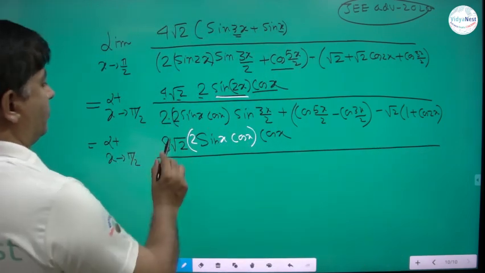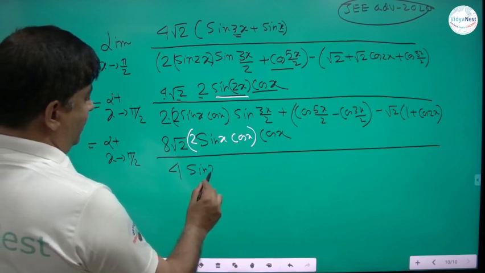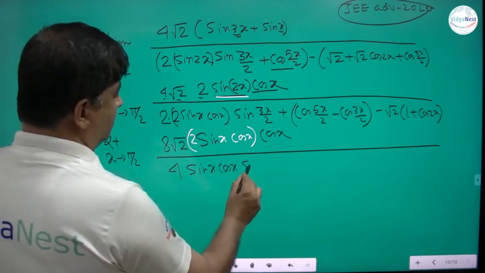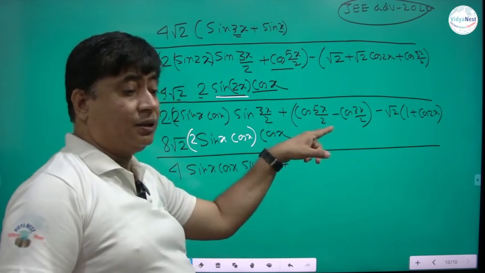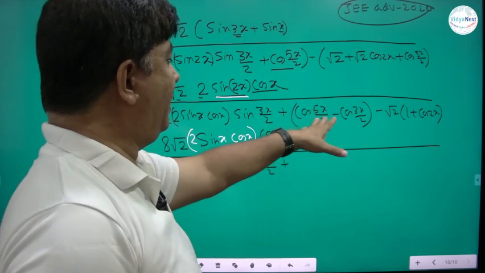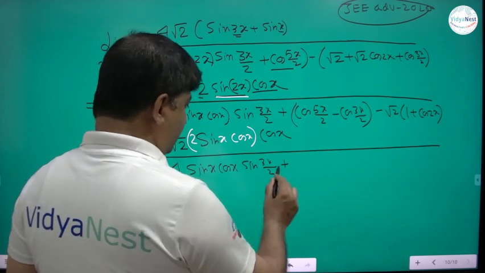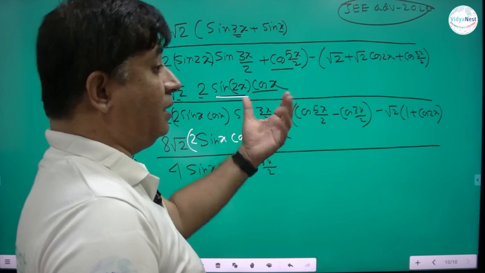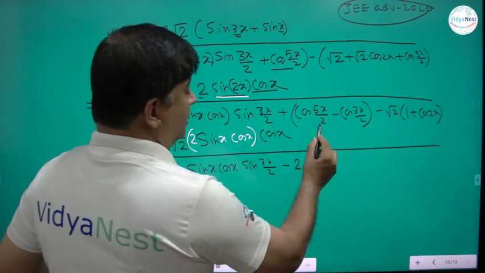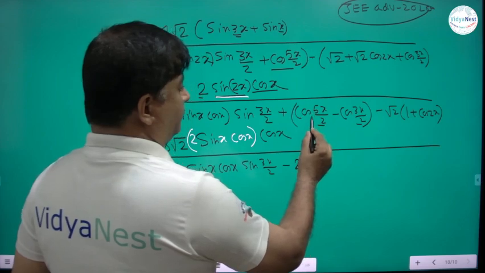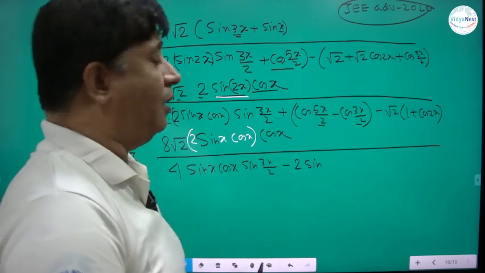See here, 2 into 2 is 4, sin x cos x sin 3x by 2. Here which formula is required? Which formula is demanded? Cos C minus cos D. Cos C minus cos D's formula brings one minus sign. Minus 2 sin C plus D by 2. In cos C minus cos D, only the sine function will be involved.